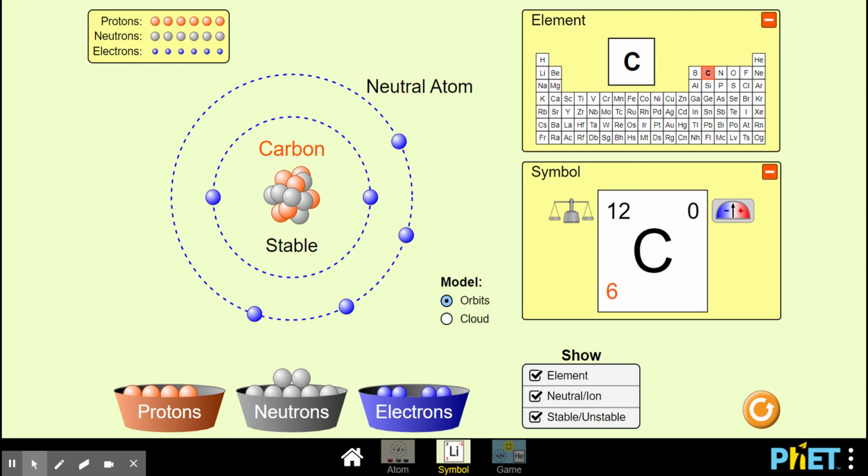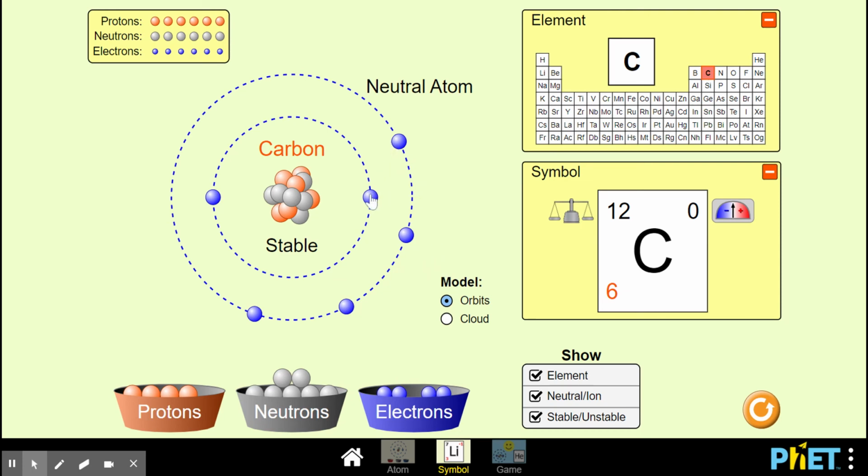Unfortunately, this is not really how it appears in nature most of the time, in that most of the time carbon is bonded with other things or other carbon atoms. And bonding is always the case where electrons are either being given away, stolen, or shared between various atoms.